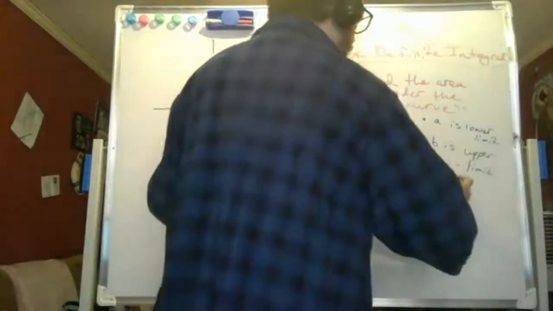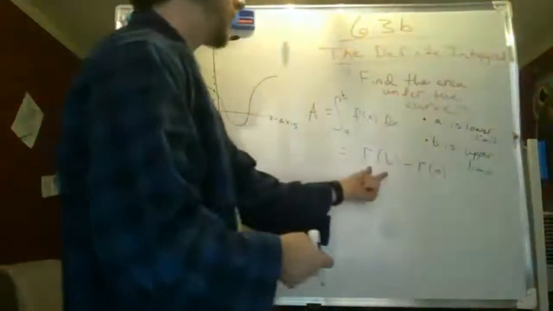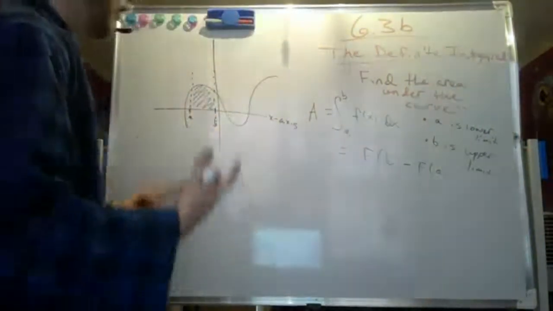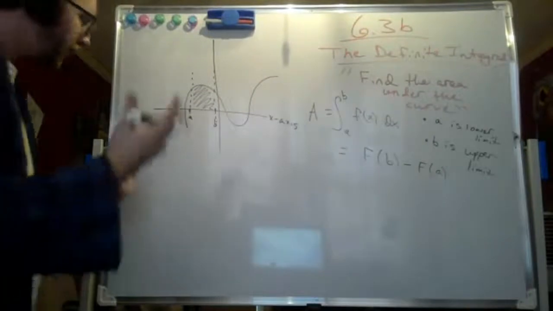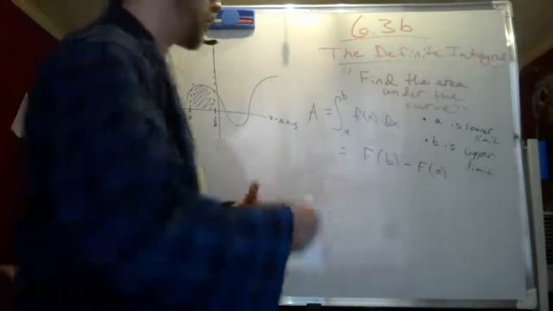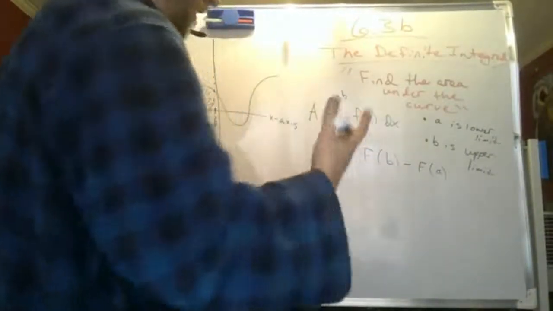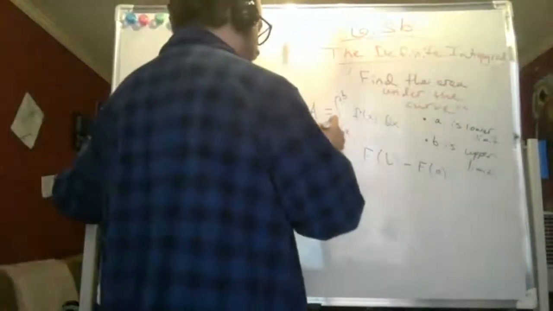And so we end up with no c's left over. It's just big F, the antiderivative of b, minus the antiderivative of a. Why does this work? Where'd c go? Why don't we have c anymore? Well, if you think about it, if we're saying that it's f of b minus f of a, then okay, how would this work out?